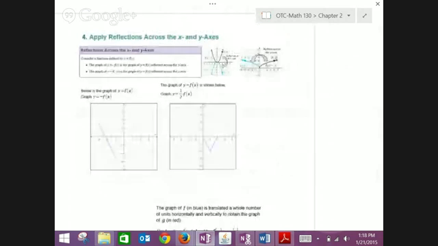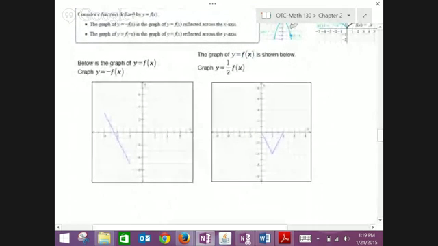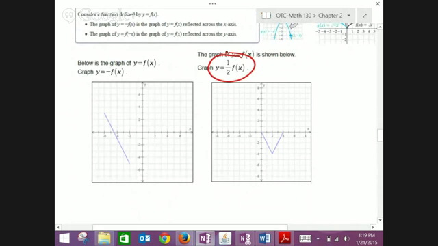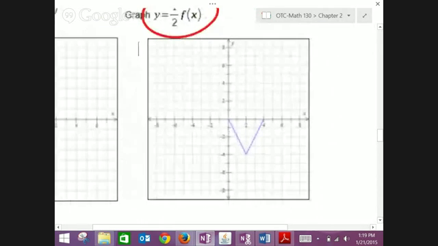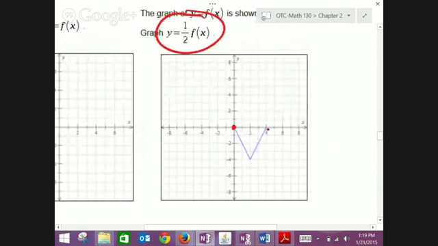Here's an example before we talk about reflection. Here would be an example of 1/2 f of x. So in this case, I'm not changing the domain at all. I'm going from 0 to 4. So 0, 0 is going to be 1/2 of 0, which is 0. Right? So these 2 red points aren't going to be changed at all, because 0 times 1/2 is still 0.